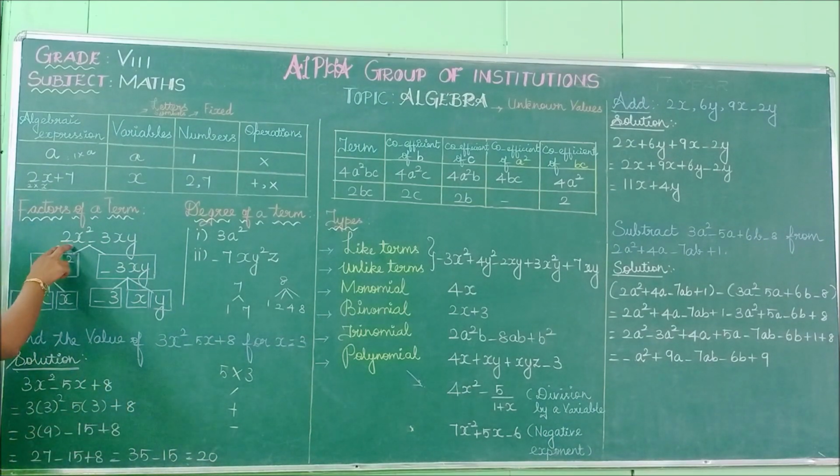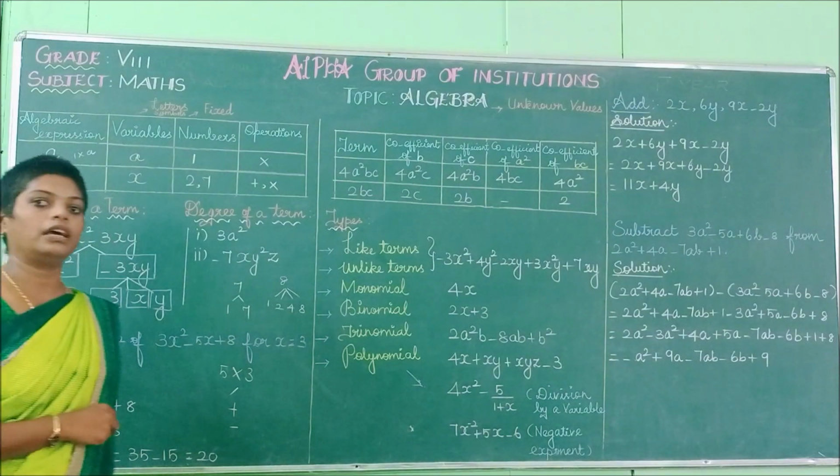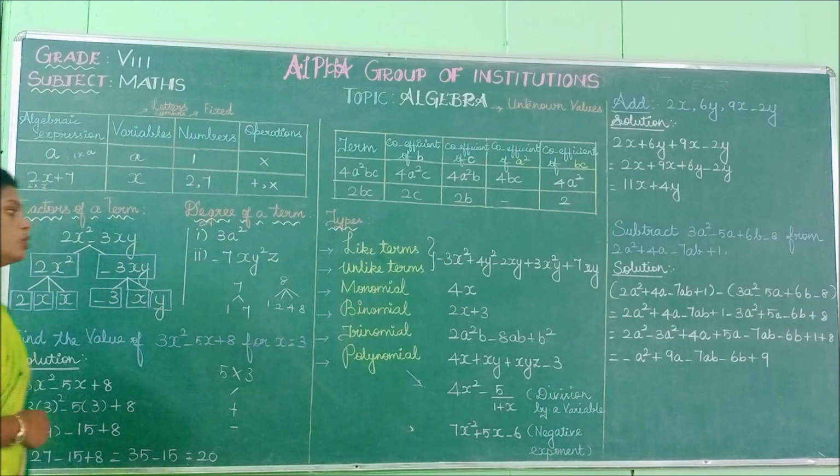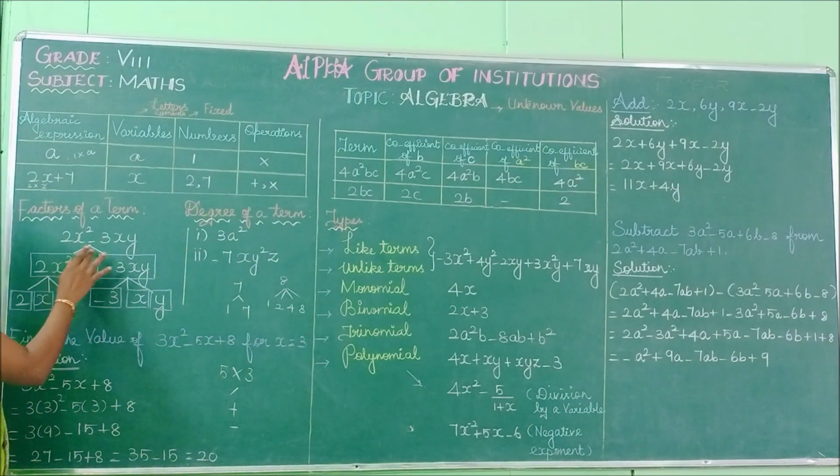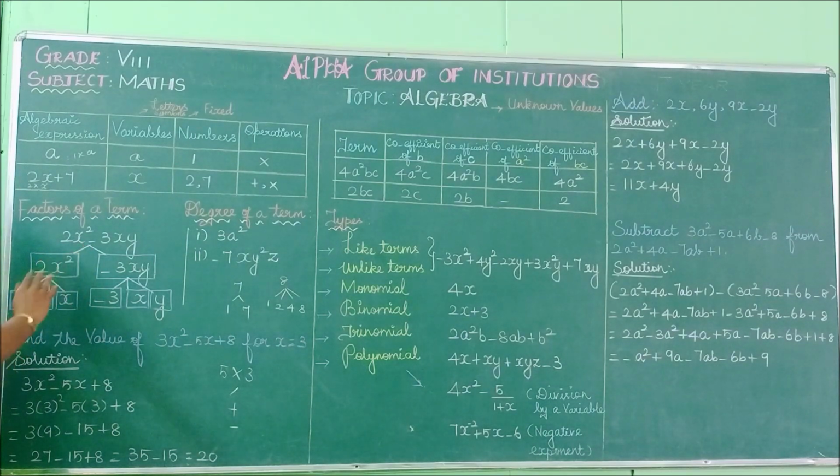Likewise, you can find the factors of algebraic values also. First of all, you have to know the terms. How many terms are present in the given algebraic expression? We can divide using the mathematical symbols plus or minus to split the terms.